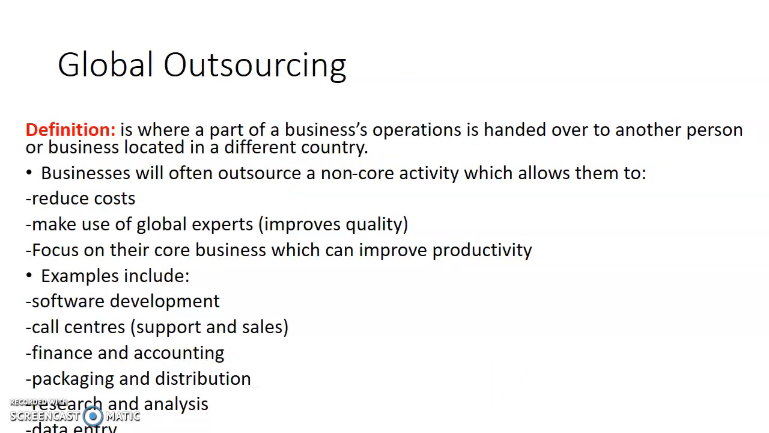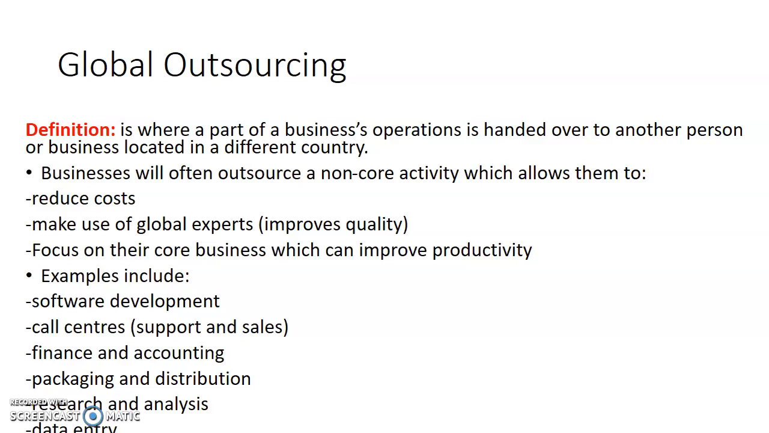Now global outsourcing. Global outsourcing is where a part of a business operations is handed over to another person or business located in a different country. Okay, so you're actually handing over part of your business to another person. This is done to reduce the cost of your business, and again improve quality by sourcing experts from another country, and also you'll get more time to focus on the core business activities, which is actually going to improve the productivity of your business.